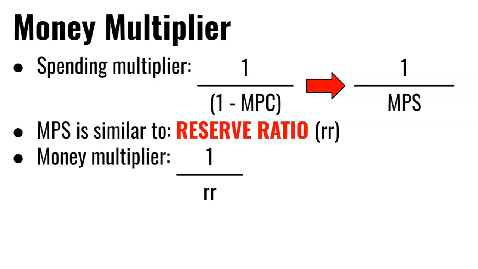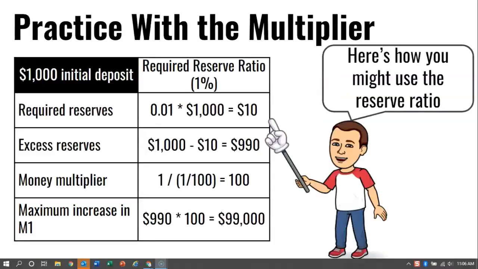Well, banks have a multiplier with their money. And so we could consider marginal propensity to save as being similar to the reserve ratio for the bank. The bank has to save a percentage of all deposits. And so we could say then the money multiplier, just like spending multiplier, is 1 over the marginal propensity to save. Only we're going to call the marginal propensity to save for banks the reserve ratio. So the money multiplier here for banks is 1 over RR, or reserve ratio.